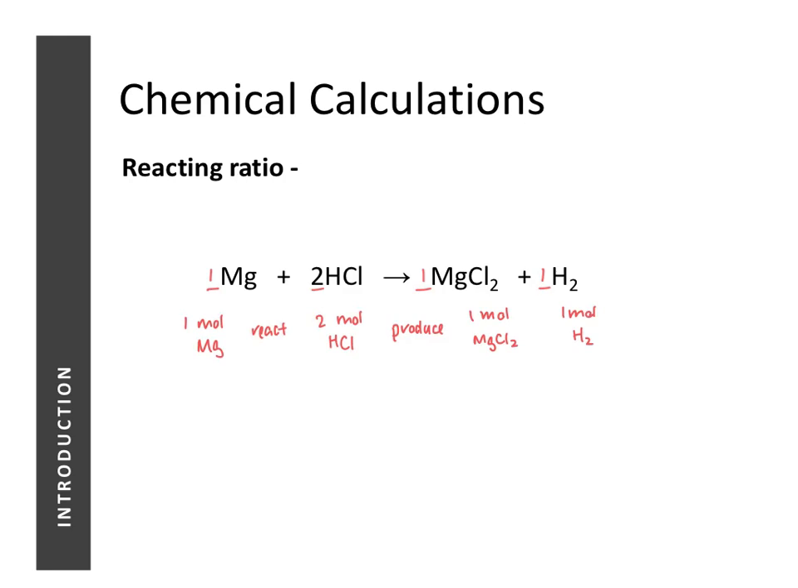Again, from a balanced chemical equation, we can tell the ratio in which the reactants react and the ratio in which the products are formed. This ratio is known as the reacting ratio. The reacting ratio in a chemical reaction is also given a special name. It's called stoichiometry. So when we ask for the stoichiometry of a chemical reaction, it means the ratio in which the reactants react and in which the products are formed.